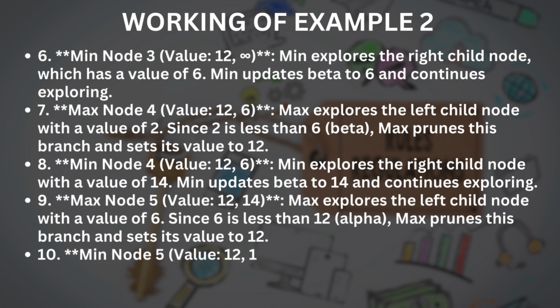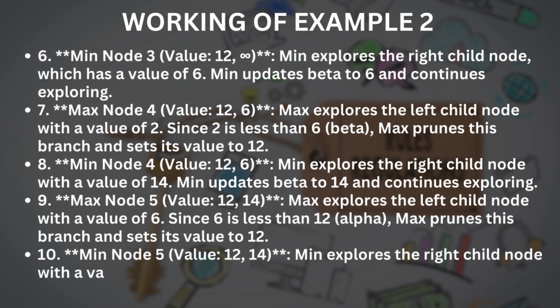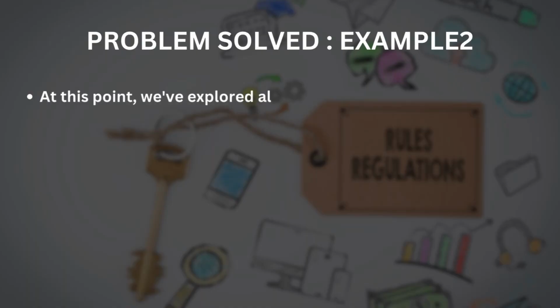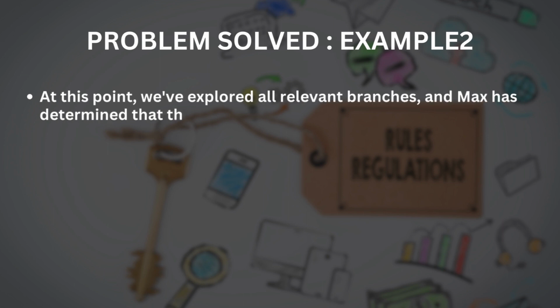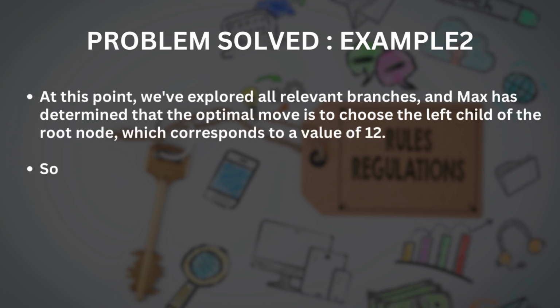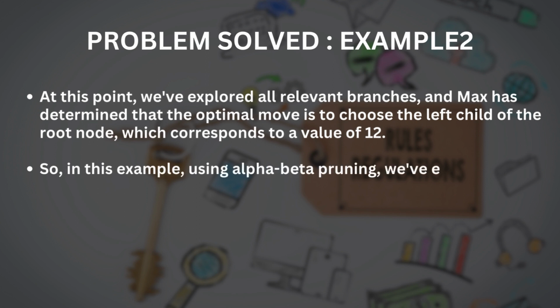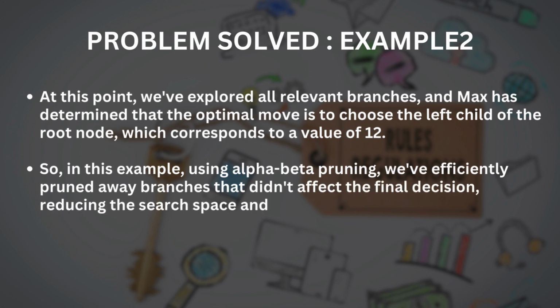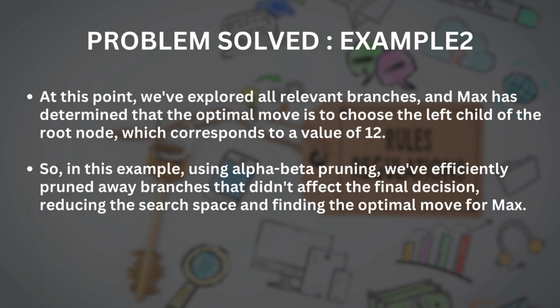Now, in step 10, min node 5, value 12 and 14, min explores the right child node with a value of 14. Since 14 is greater than 12, that means alpha, min sets its value to 14. At this point, we have explored all relevant branches and Max has determined that the optimal move is to choose the left child of the root node which corresponds to a value of 12. So, in this example using alpha beta pruning, we have efficiently pruned away branches that did not affect the final decision, reducing the search space and finding the optimal move for Max.